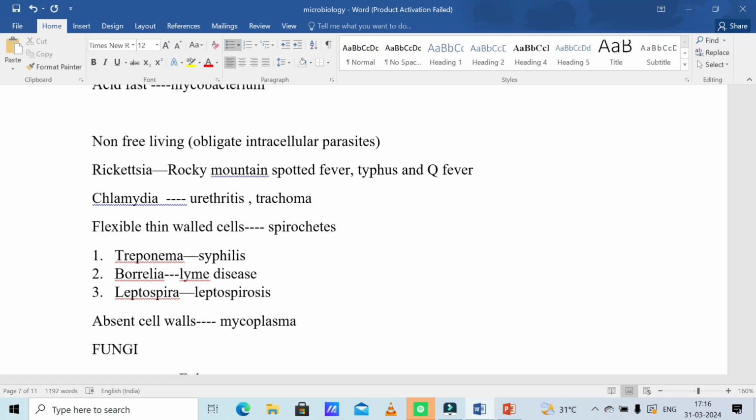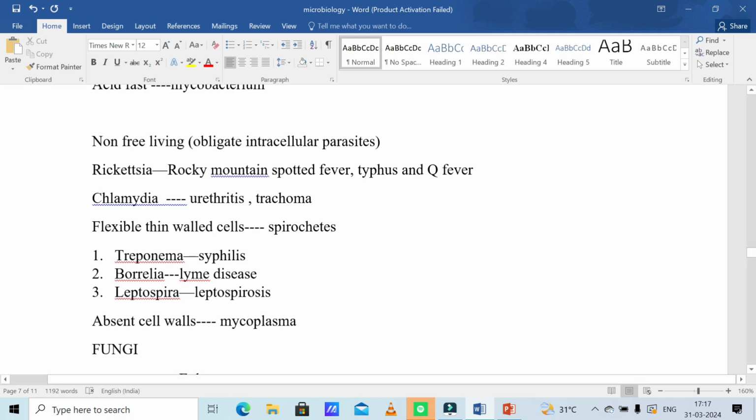They are parasites. So it consists of rickettsia and chlamydia. Rickettsia causes Rocky Mountain spotted fever, typhus and Q fever, and chlamydia causes urethritis and trachoma. So the causative agent of trachoma is chlamydia, and the causative agent of Rocky Mountain spotted fever, typhus and Q fever is rickettsia. So this is the classification of bacteria as free living and non-free living, based on the rigid cell wall.